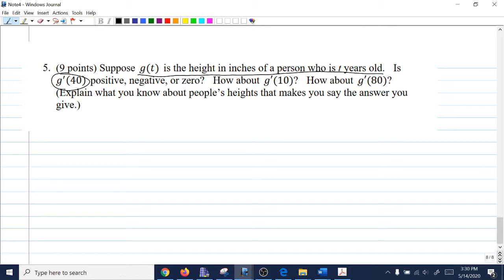That means I answer that question by thinking, is a person who is 40, is their height increasing, or decreasing, or constant? G prime of 40 is probably 0. A 40-year-old isn't growing or shrinking in height, usually.